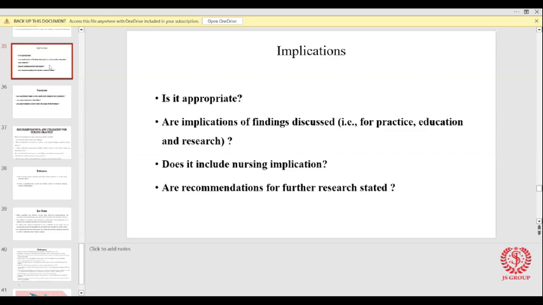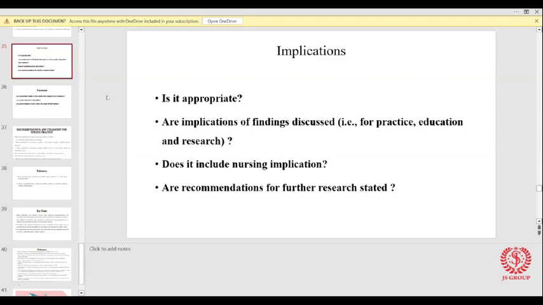Education: regarding massage therapy, it can be included in the non-pharmacological management and in the nursing curriculum. Nursing research: researchers can explore the aspects that are not yet known, what I did, and what future research can do. We can give suggestions on everything.